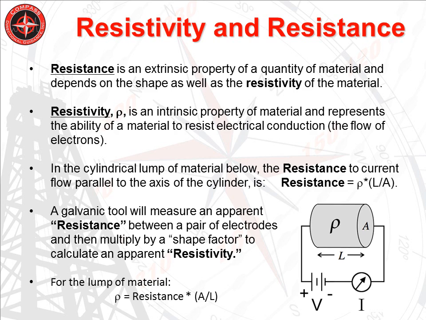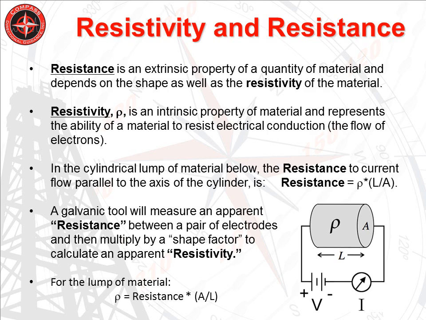Material resistivity is an intrinsic property of the material in the lump and does not depend on the dimensions, only the material itself. The diagram in the lower right corner of the slide shows a cylindrical lump of material of resistivity ρ, length L, and cross-sectional area A. The electrodes are not shown, but assume that the voltage would be applied between the two flat circular faces on each end, so that the current would flow parallel to the long axis of the material.